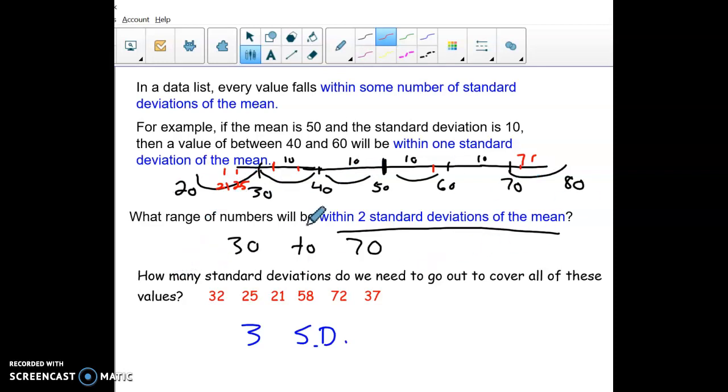Now that I've gone out 3 standard deviations in each direction, I've gone 30 down and 30 up. Now it's covered, right? Because 3 standard deviations would be 20 to 80. And I've gone up 10 each direction 3 times from 50, up 30, down 30. All right, so let's do at least one more of those because that's kind of a confusing concept.